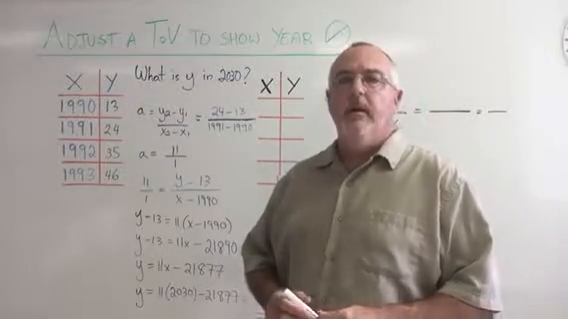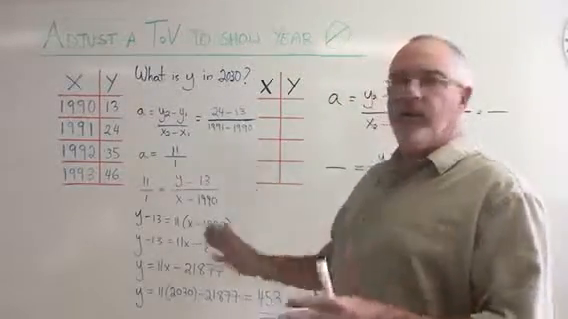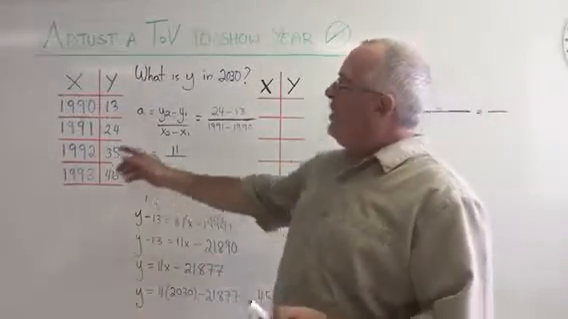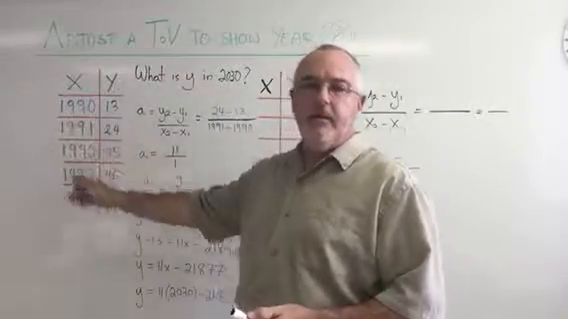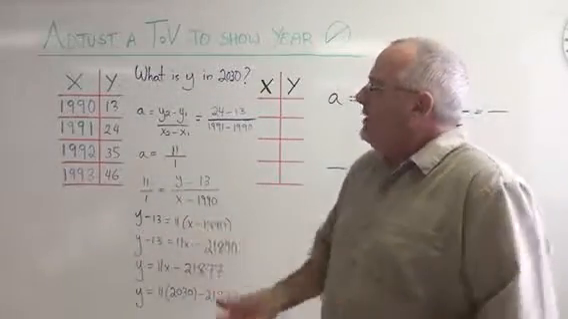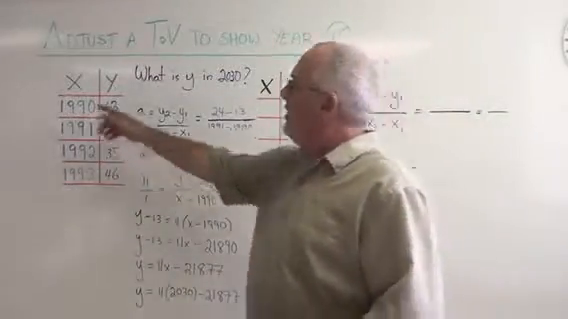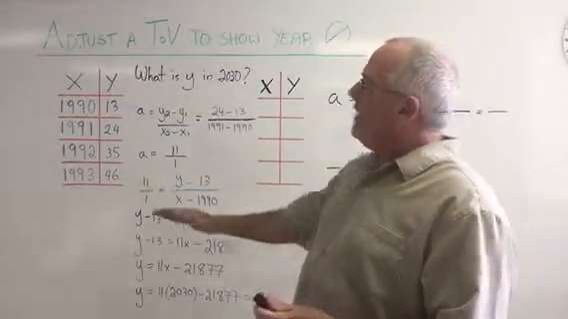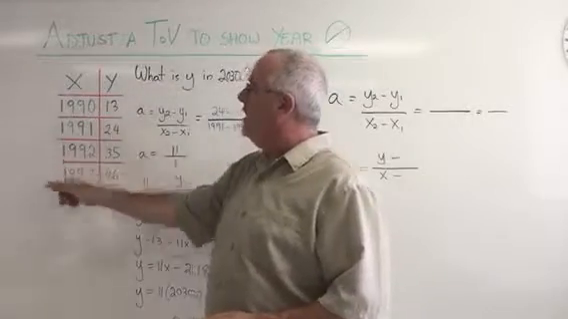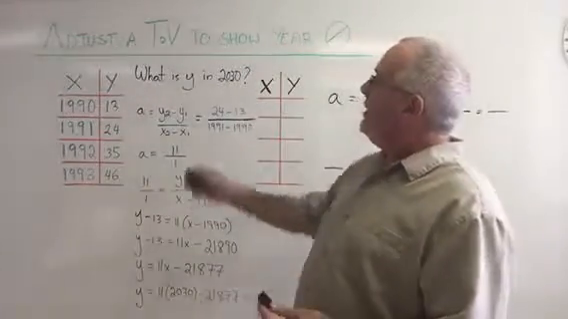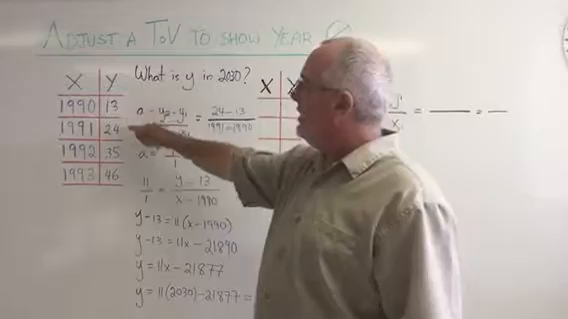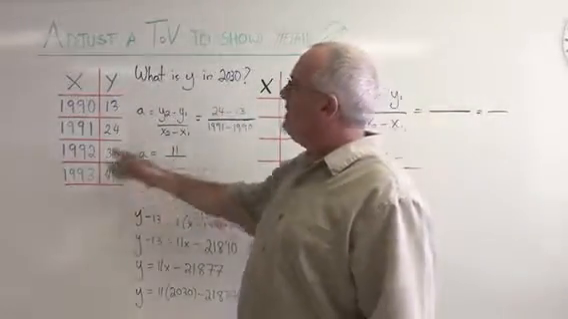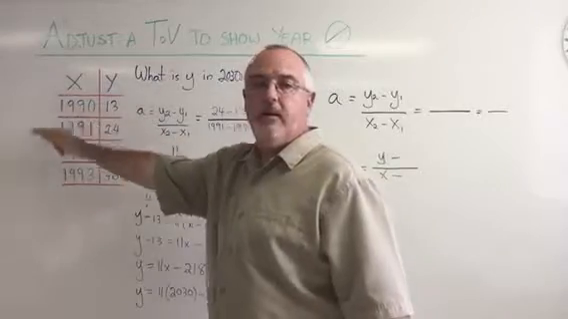This video looks at a situation that can happen when we're doing a math problem when one of our variables is a year, or for some other reason one of our variables has very large numbers. This problem has data for the years 1990, 91, 92, and 93, and the question is saying, what is my y value going to be in the year 2030? 40 years after the data started.